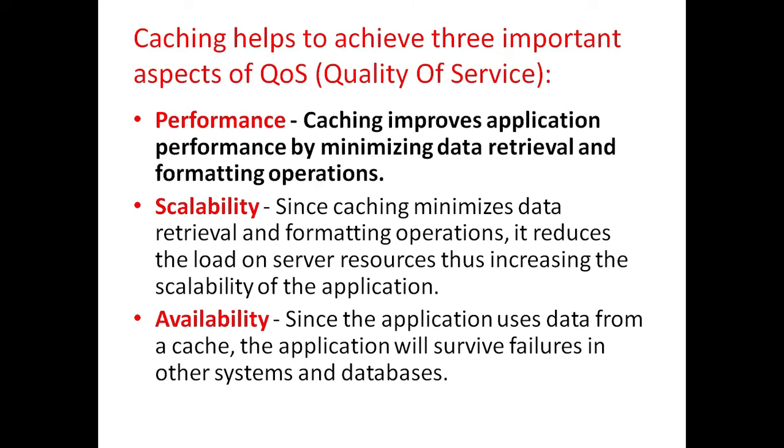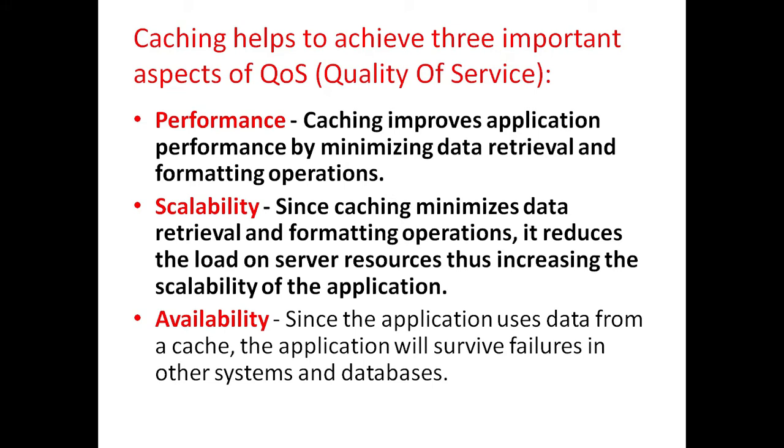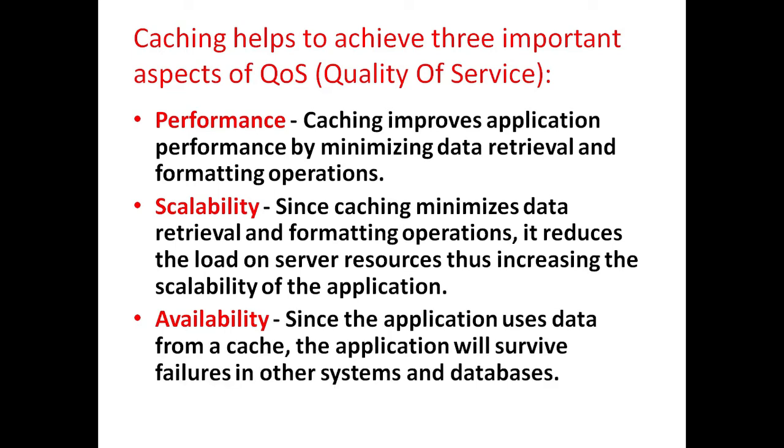First is performance. Caching improves application performance by minimizing data retrieval and formatting operations. Scalability. Since caching minimizes data retrieval and formatting operations, it reduces the load on server resources, thus increasing the scalability of the application. And next is availability. Since the application uses data from cache, the application will survive failures in other systems and databases.